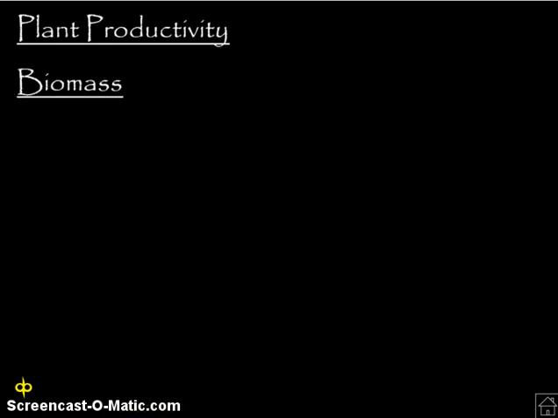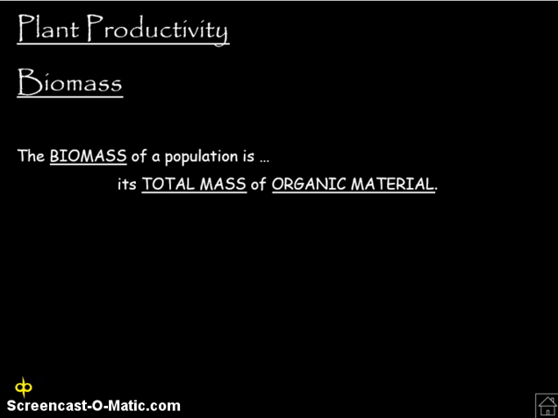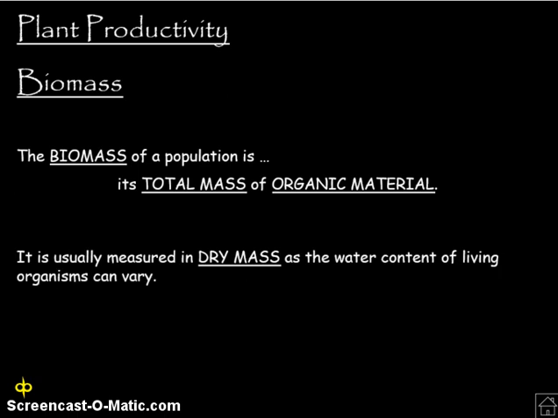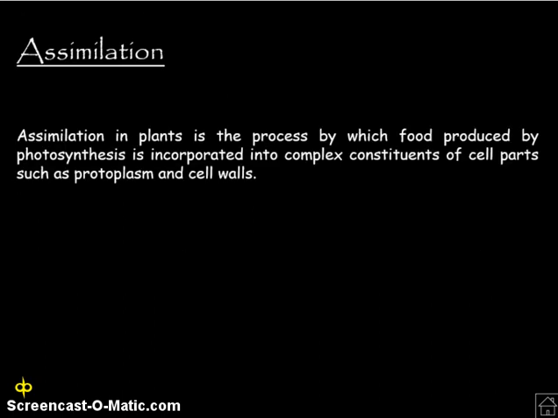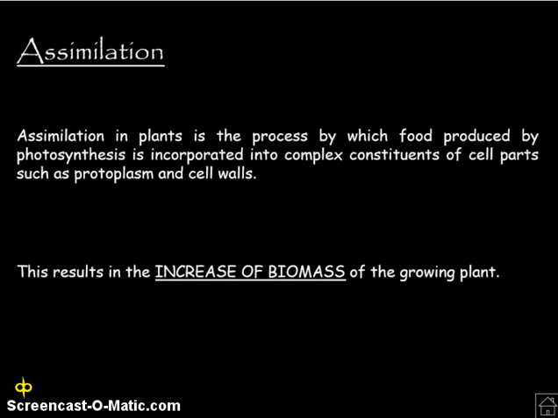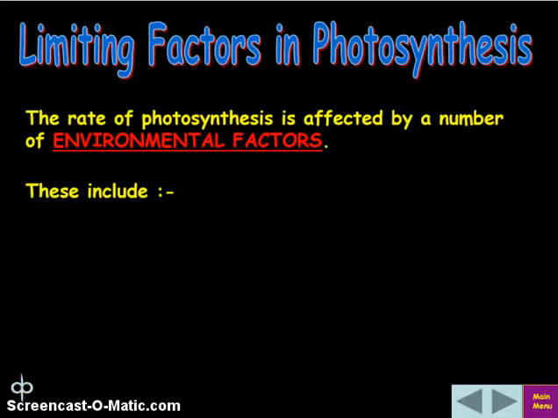In terms of plant productivity, biomass of a population is the total mass of organic material, and it's usually measured in dry mass, as the water content of living organisms can vary. Assimilation in plants is the process by which food produced by photosynthesis is incorporated into complex constituents of cell parts such as protoplasm and cell walls, and this results in the increase of biomass of the growing plant.